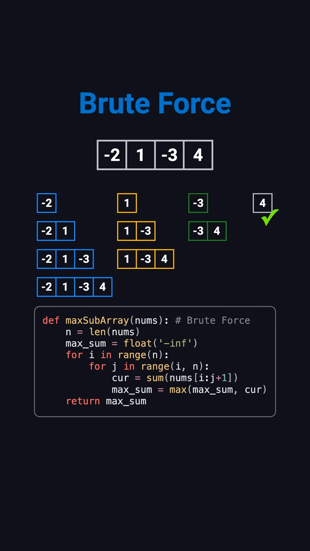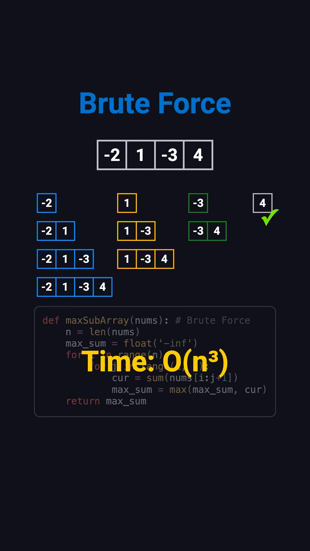There are O(n squared) subarrays, and computing each sum directly costs another O(n), so the total time becomes O(n cubed). Even if you use prefix sums to speed up the range sums, it's still O(n squared), which is far too slow for large arrays. So what's the better way?